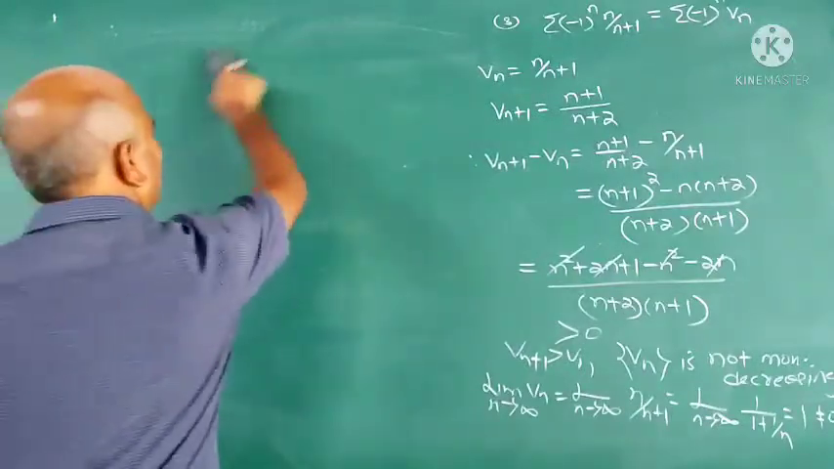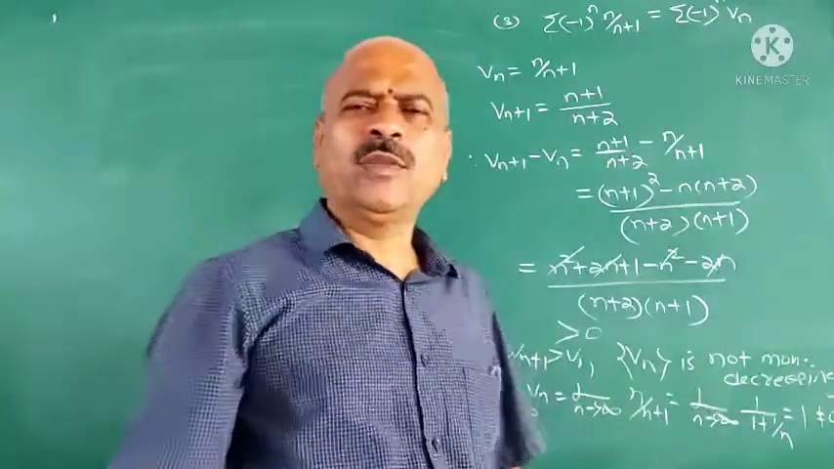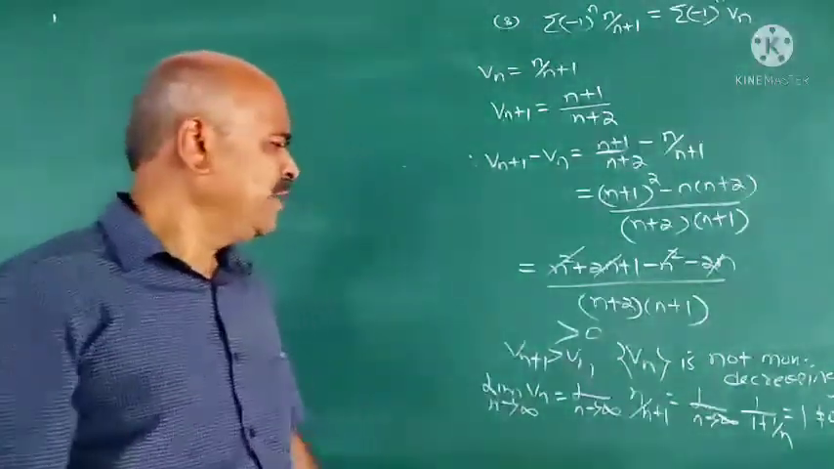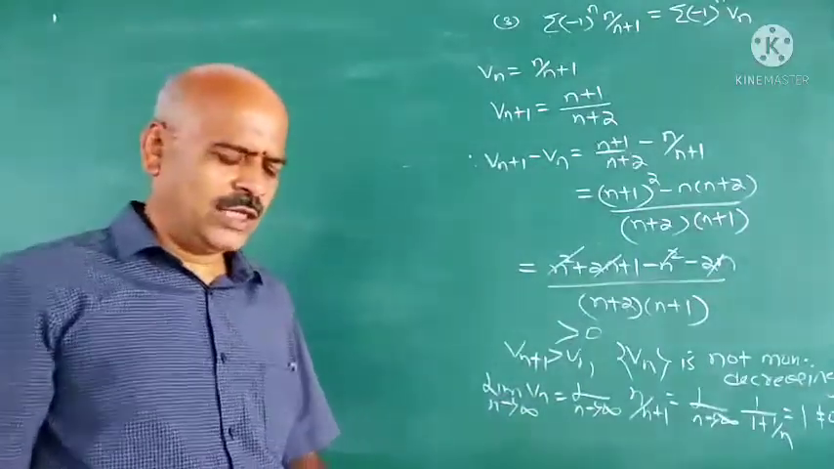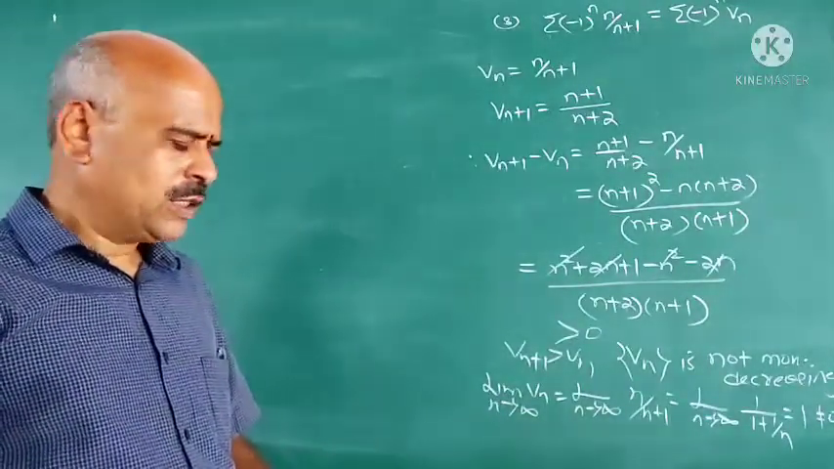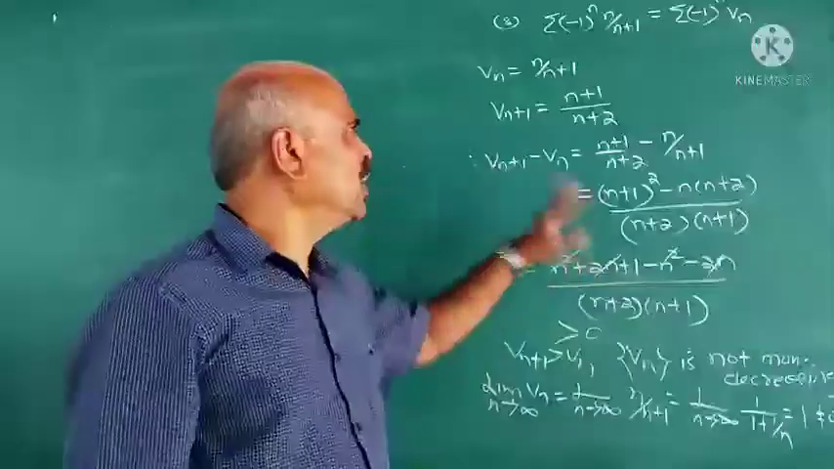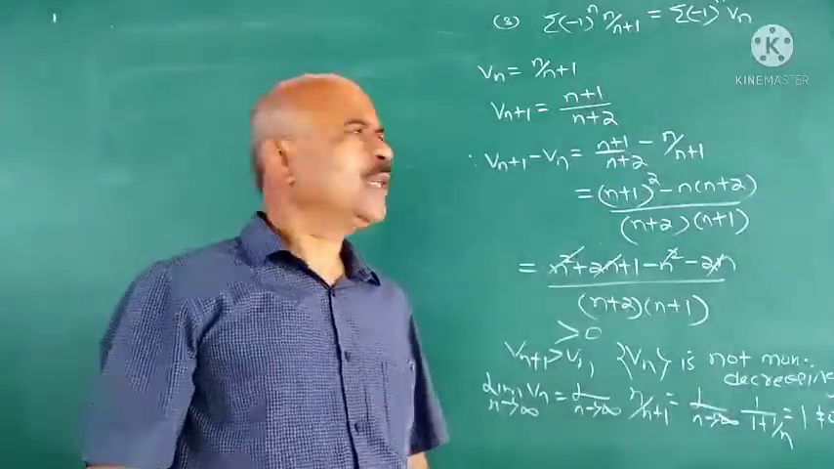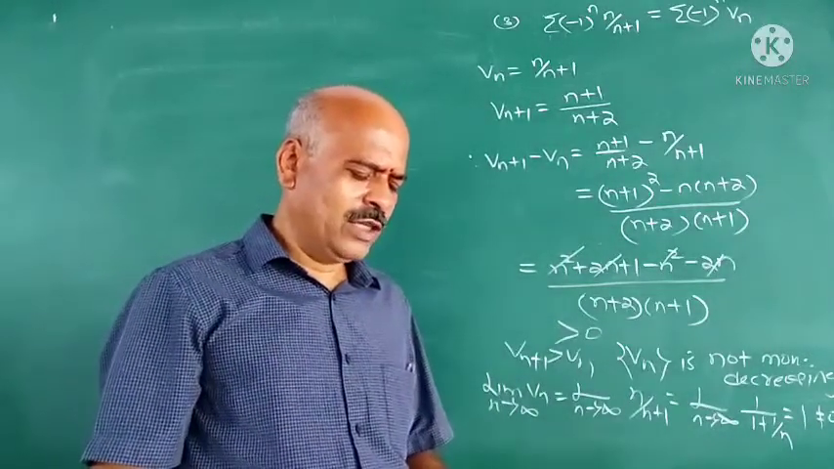When the series converges, by the Leibniz test, Vn must be monotone decreasing and limit Vn must be 0. But Vn is not monotone decreasing. So this doesn't converge. If it doesn't converge, then it oscillates, because plus and minus signs are there. This series oscillates. The given series oscillates.